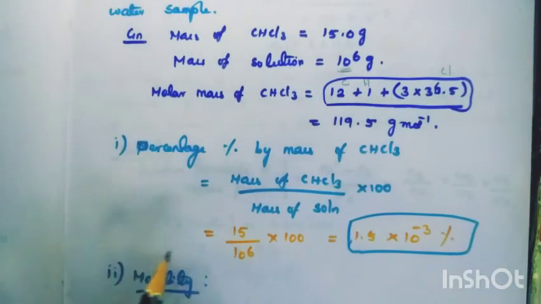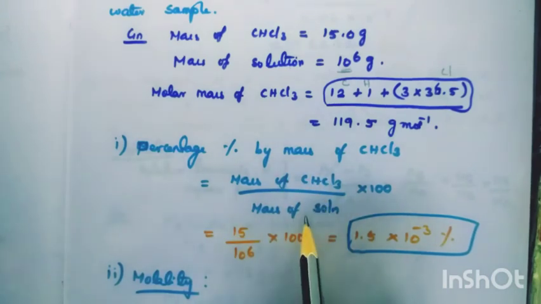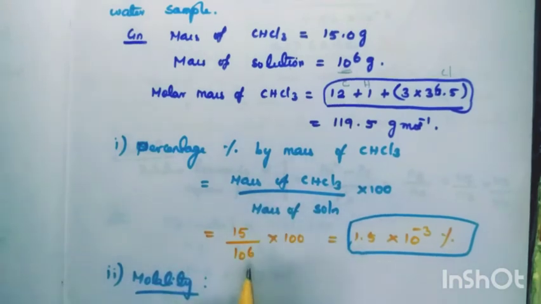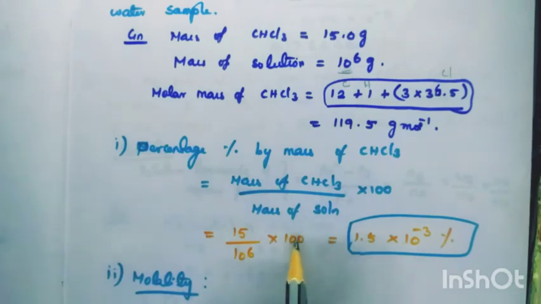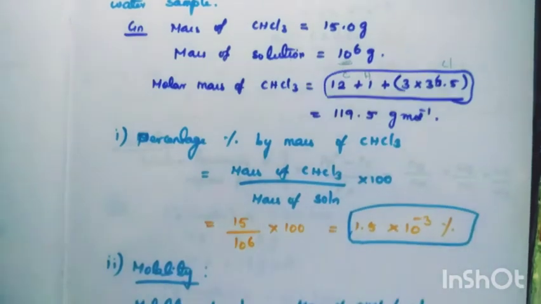Mass percentage. Mass percentage is equal to mass of the solute by mass of the solution into 100. Mass of the solute is 15. Solution is 10 power 6. Percentage, no, so into 100. So we get 10 power 6 comes here. So it becomes 2 cancel, minus 4. 1.5 we write like that. So it is 10 power minus 3%.